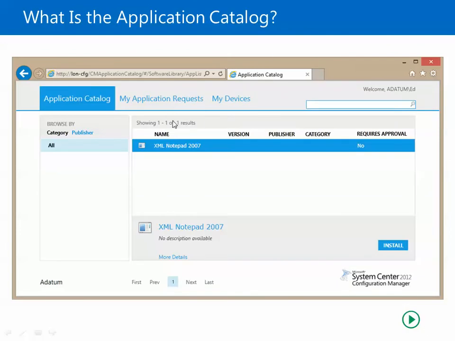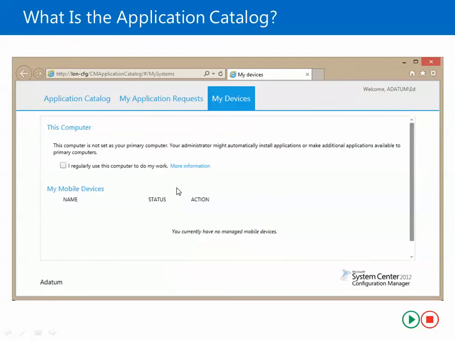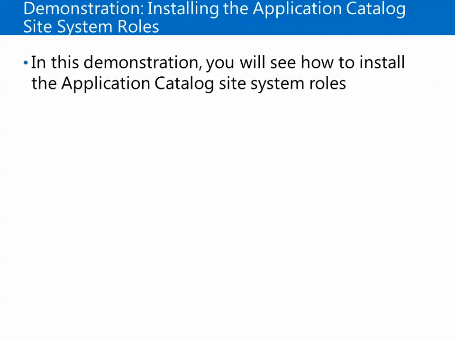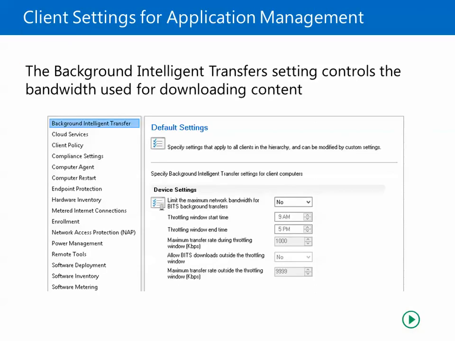Clear? Here it will show all your requests. And if you go to My Devices, you can specify which computer you will be using regularly, like a primary device. It will show here. Then, that is your application catalog.